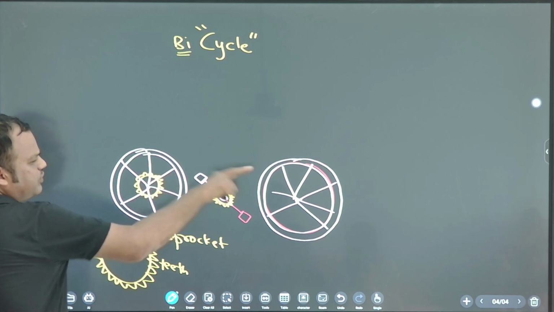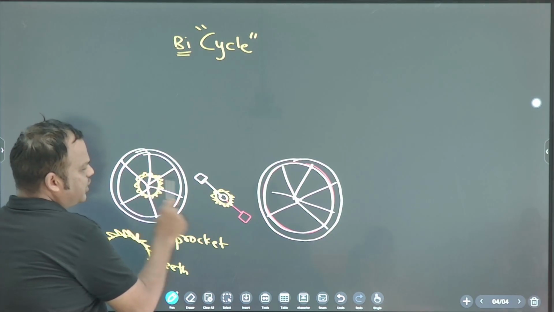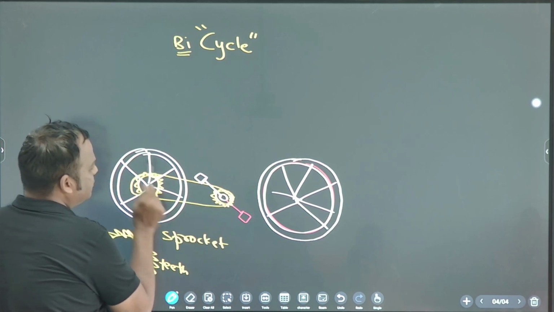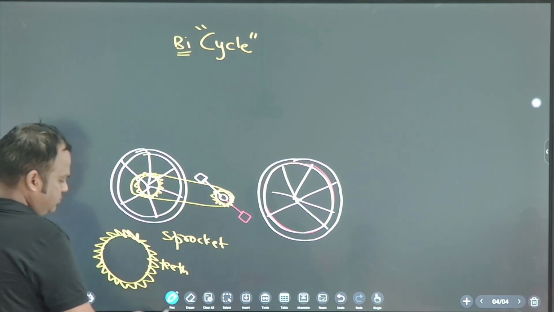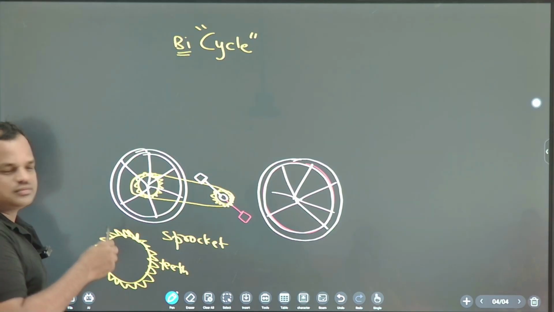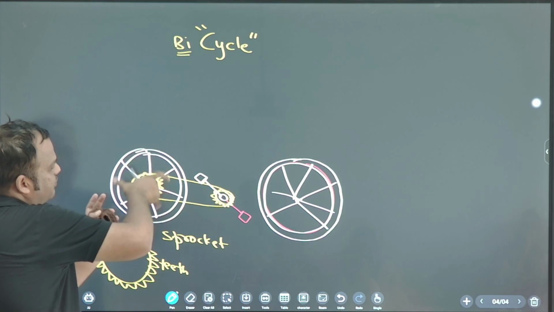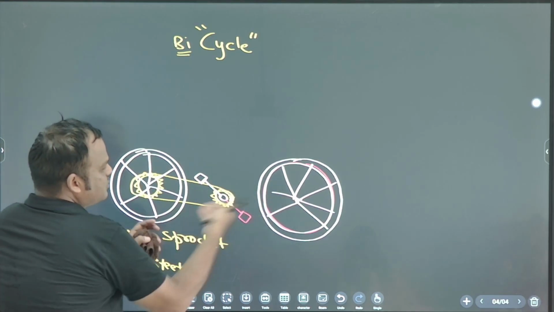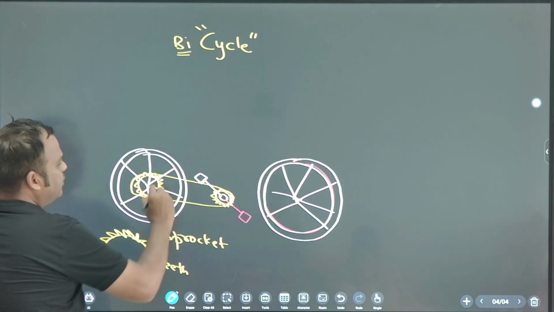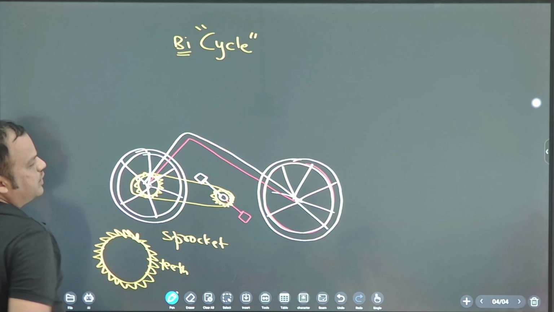But can the cycle move now? No. You have to connect it with a chain, correct? Now connect it with a chain. Can the cycle move now? Tell me. No. If you pedal, this wheel will rotate, but this wheel is not connected. So you have to connect both the wheels. You need one rod which will connect both.